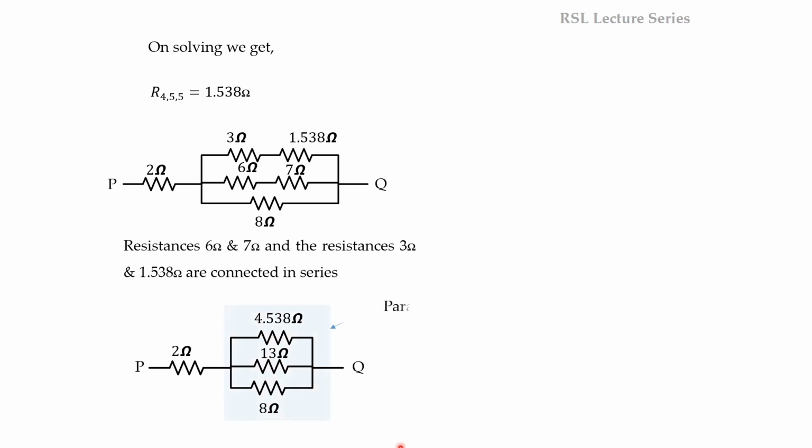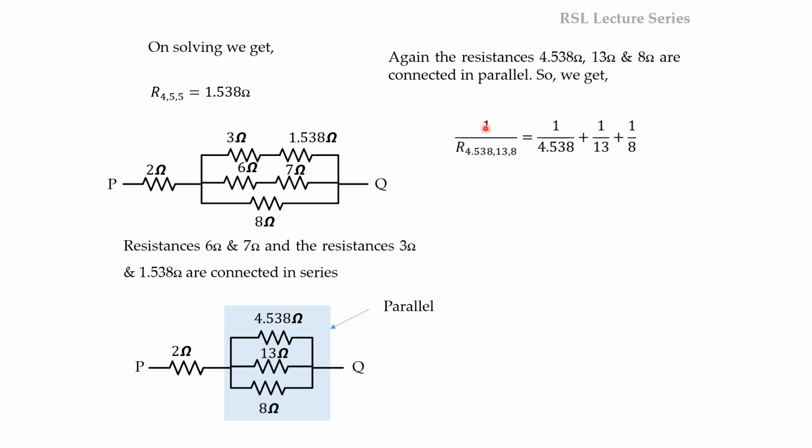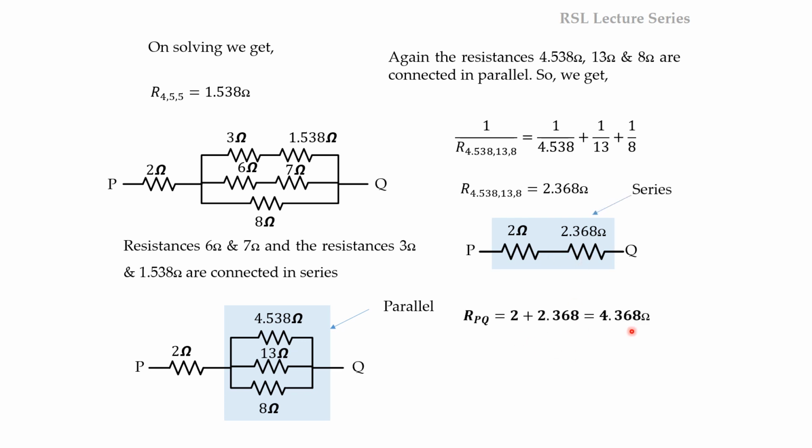So now these three resistors are connected in parallel. Both the ends are connected together. So now we can find out the equivalent resistance by applying the same formula. 1 by RT is equal to 1 by 4.538 plus 1 by 13 plus 1 by 8. On simplification, we will get 2.368. So now these three resistors get converted into a single equivalent, 2.368. Now finally, these two resistors are connected in series and we can add them. 2 plus 2.368 is equal to 4.368 ohms. So this is the required answer.